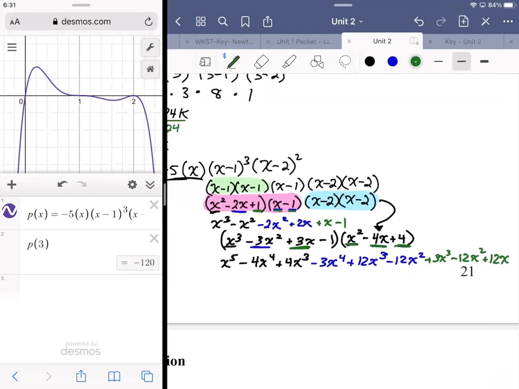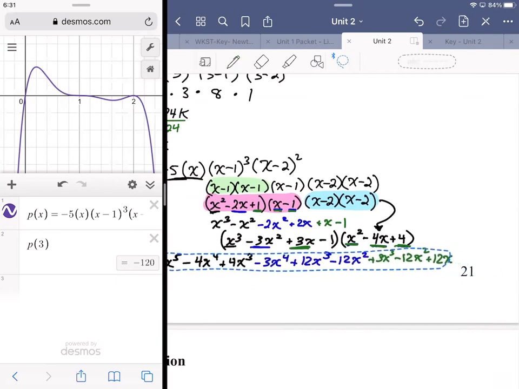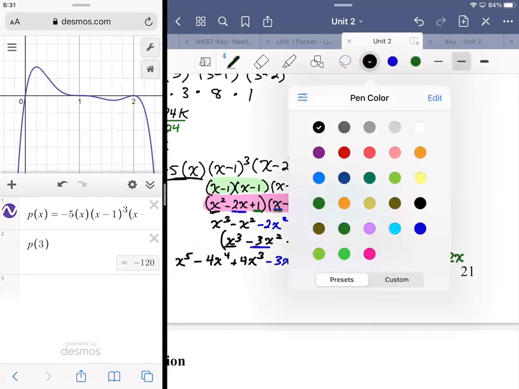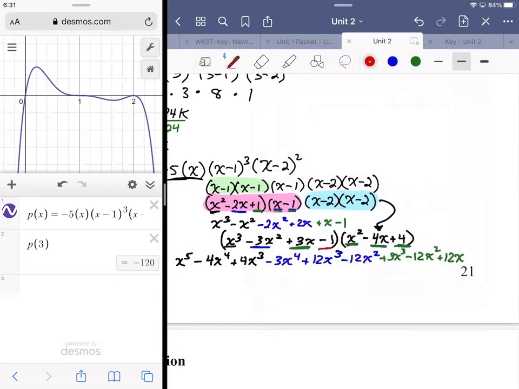And then I still have to multiply through with the negative 1. I'm just going to smidge all this stuff over a little bit. Get a fresh new color. I'm going to go red, for those keeping score at home. I'm going to multiply through with the negative 1. Negative 1 times x squared is negative x squared. Negative 1 times negative 4x is positive 4x. Negative 1 times 4 is negative 4.